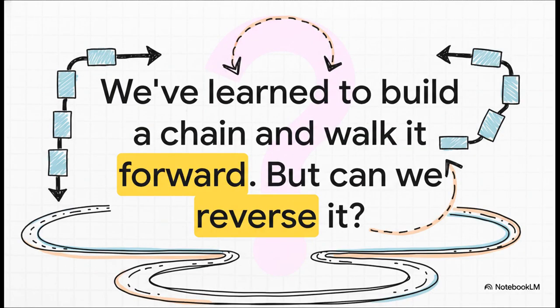So, now we know how to build a chain of nodes and how to walk it from the beginning to the end. But you might have noticed it's a one-way street, which brings up a really interesting final question to think about. What if you needed to go backwards? Is it even possible to reverse the chain?